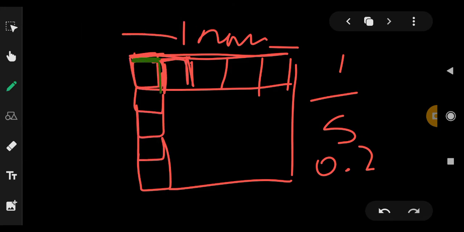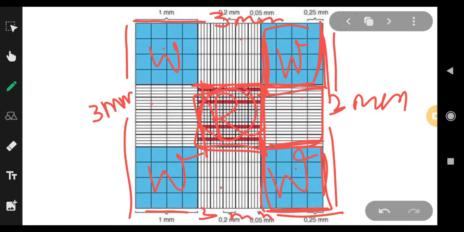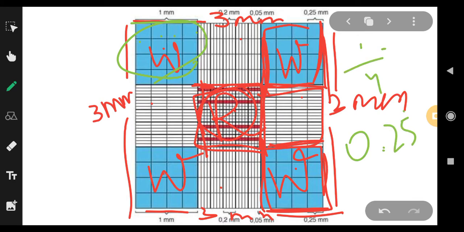See, it will be 0.2 into 0.2, 0.2, 0.2, and so on, like that. So you get the dimensions of each and every box. Similarly, when we are talking about these WBC boxes, this whole thing is 1 mm. It is divided into 4 boxes, which means one box will be 0.25 mm. How did I get 0.25 mm? 1 divided by 4, you get 0.25 mm. So you get the dimensions of every little box there.